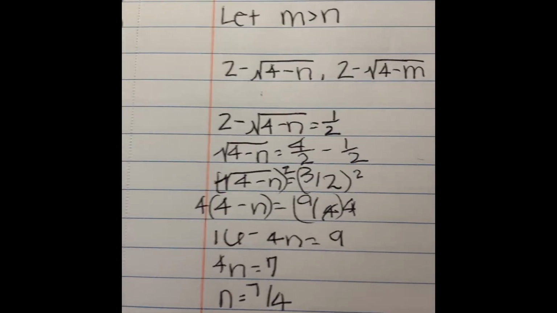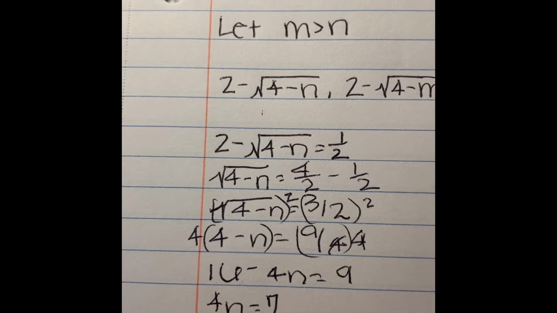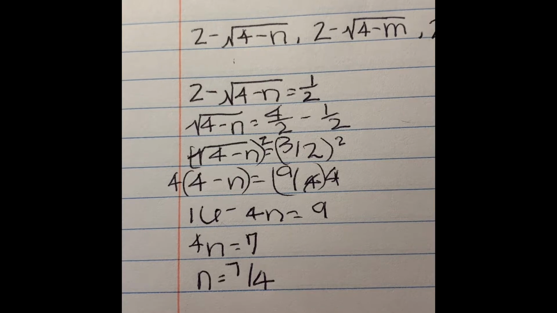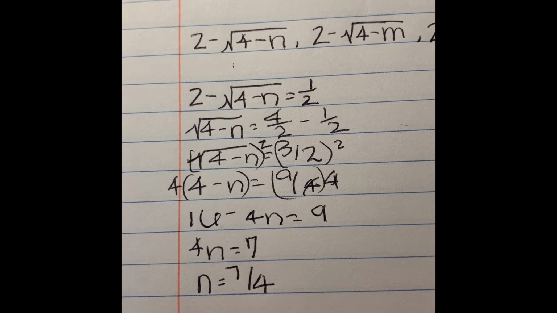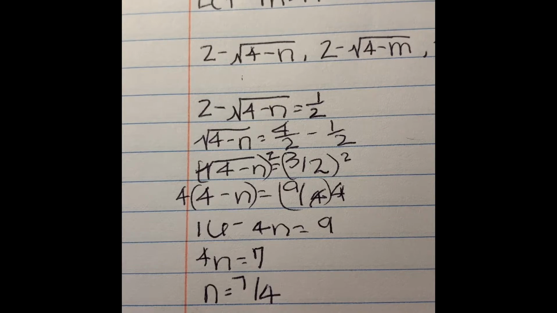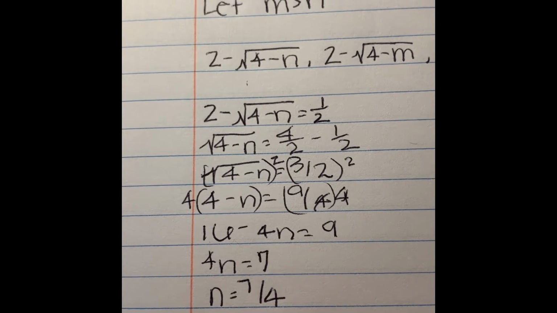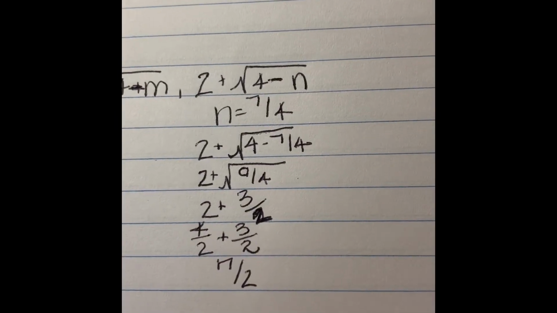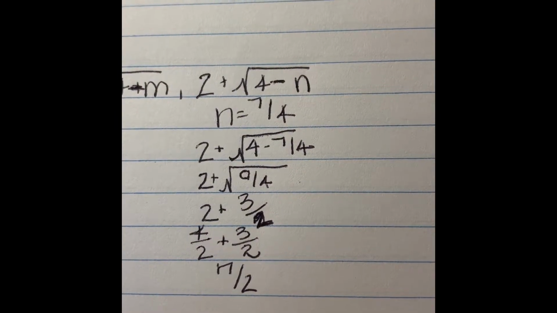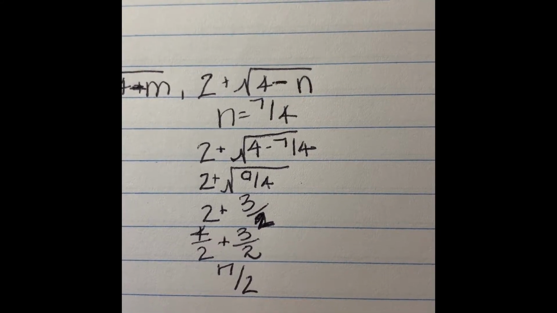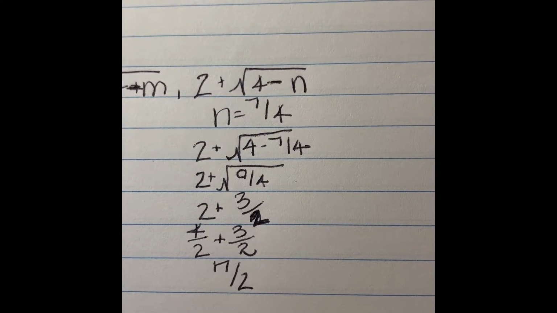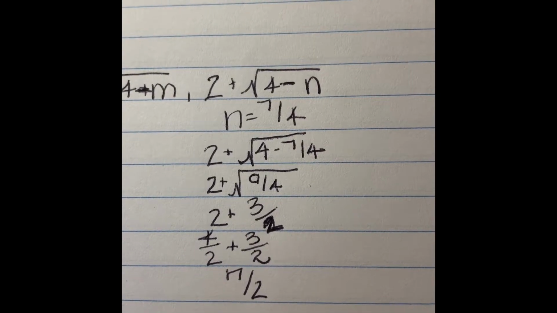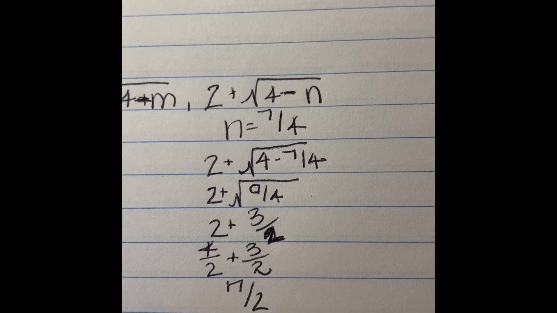So we set 2 minus the square root of 4 minus n equal to 1/2 and solve for n. When you do all the algebra, n is equal to 7/4. Now that we have n, we plug it into the last root in the sequence, the one that has n in it. Plugging in n equals 7/4, we have 2 plus the square root of 4 minus 7/4, which equals 7/2. So now we have our last term of the sequence.